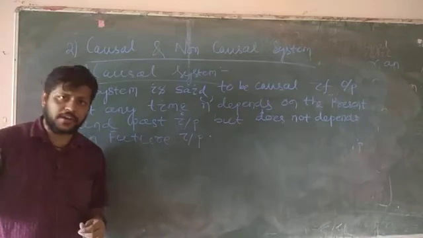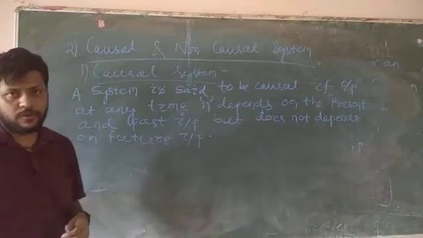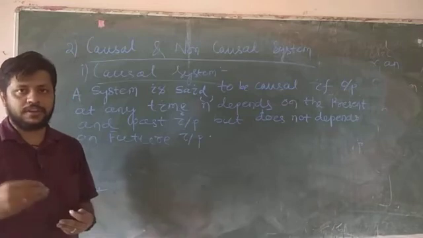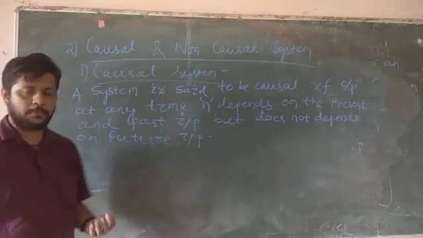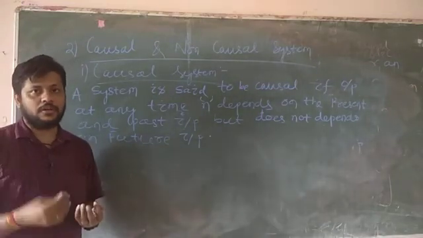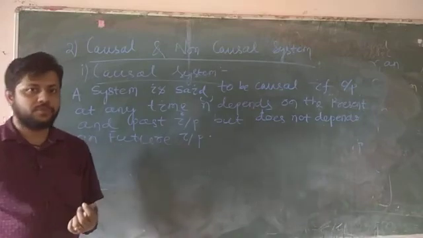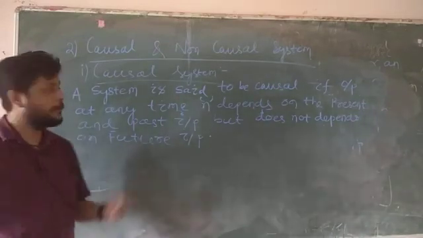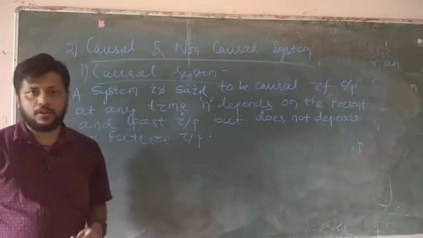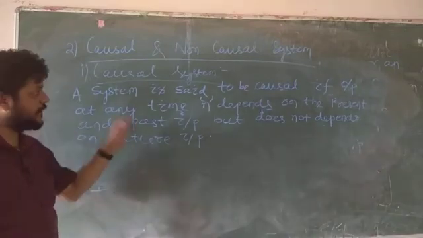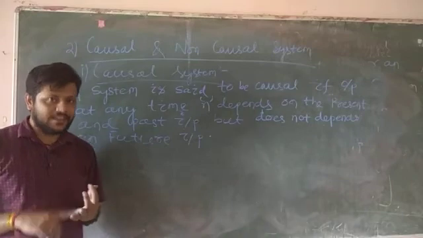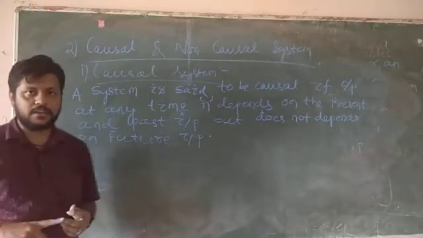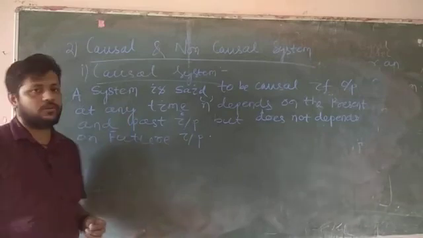If it depends on the future value of input, I will give you an example how the response of the system depends on the future value of input. If at all it depends on the future value of input, then that system is known as non-causal system. As long as it depends only on the present and past value of input, the output is depending, then that system is known as causal system.